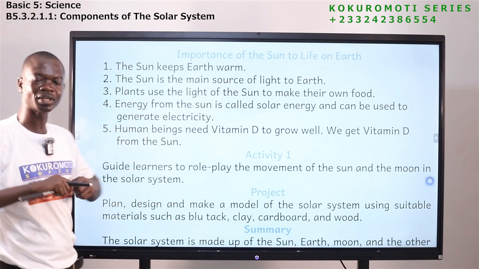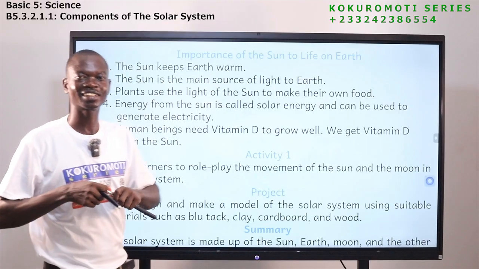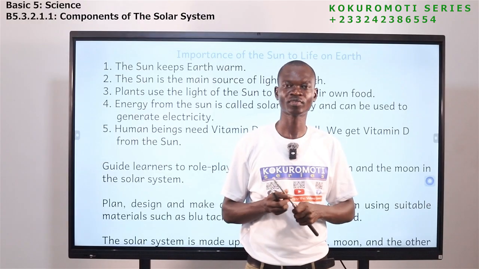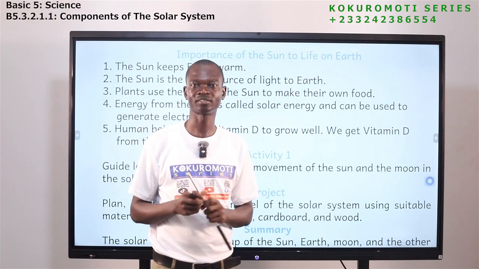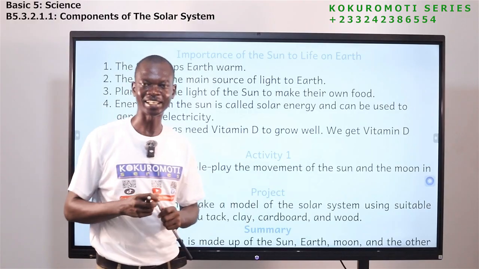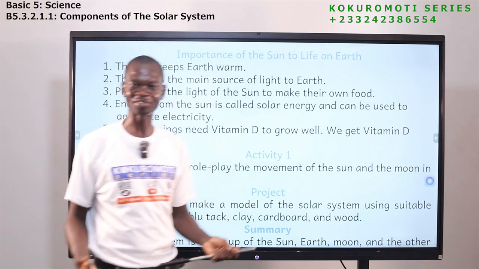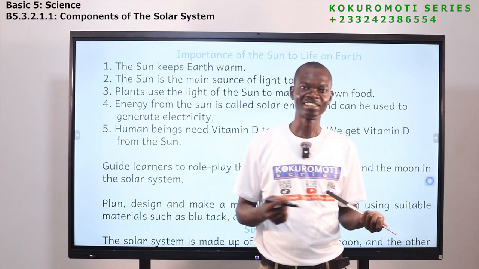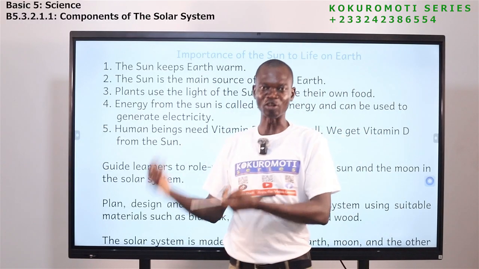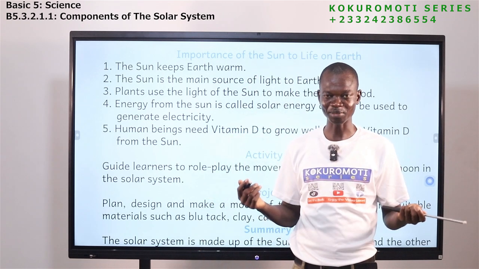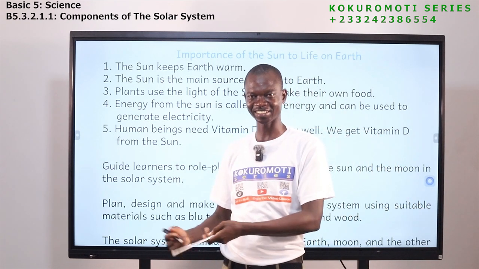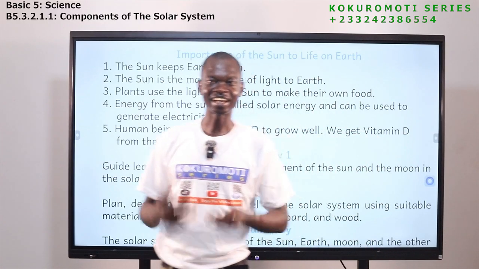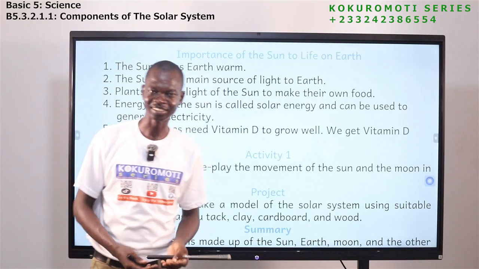Okay, so let me ask you, what importance does the sun serve you? What are some of the things that you benefit from the sun? You get light from the sun. What again? You get heat from the sun. What do you use the heat for? The heat is used for drying. Okay, apart from that, what else? The sun also helps plants to prepare their own food. Okay, and what's the name of that process? Photosynthesis. Okay, what again? We also use energy from the sun to generate electricity.